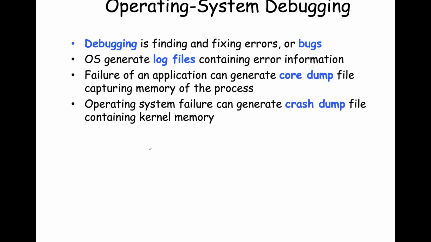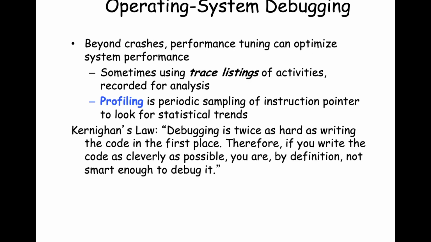And so an operating system failure itself can generate a crash dump file, and that contains the kernel's memory that it was using. And so when an operating system fails, it means that your system freezes up and something went really wrong with your OS. But this memory reporting, this debugging information is also available even for the operating system, not just the applications that run on the operating system.